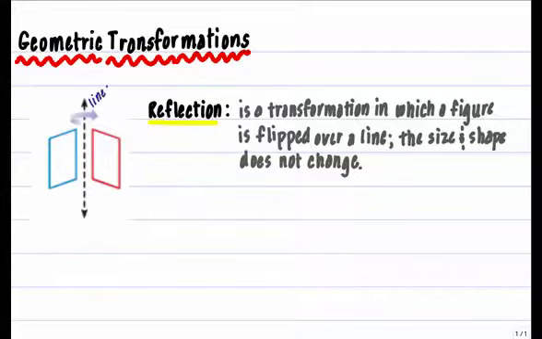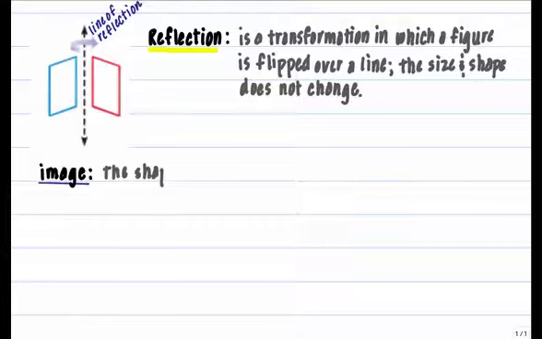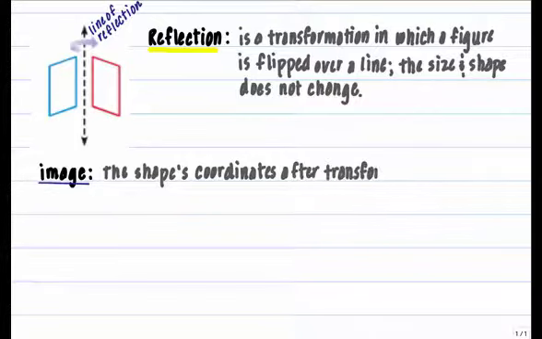The line about which we reflect an image is called the line of reflection. I've been using that word image here. Let me define it for you. The image is the shape, in other words, the shape's coordinates, after the transformation or transformations have been made. So in the picture above, if the blue parallelogram is the original polygon, then the red parallelogram is the image.